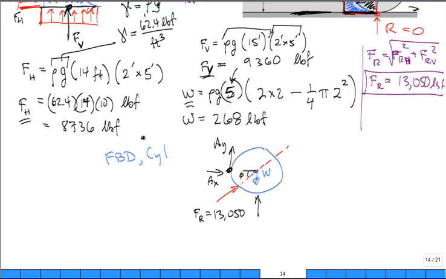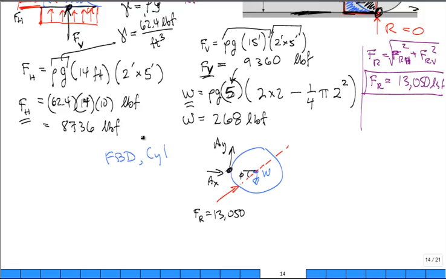Is there anything for the reaction at this concrete wall that it rests on? No, it's lifting off, right? So R, the reaction right here, is 0. So just get rid of it.